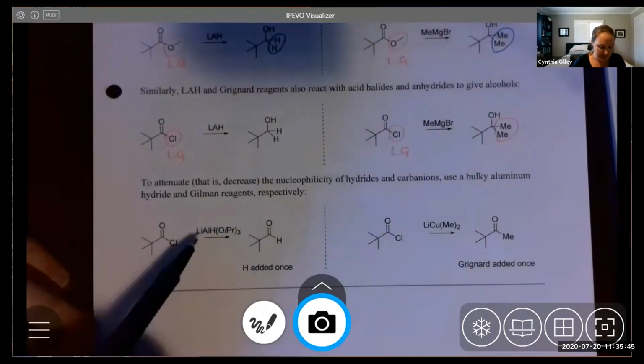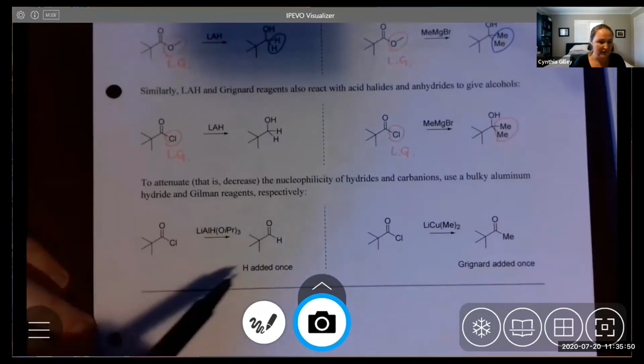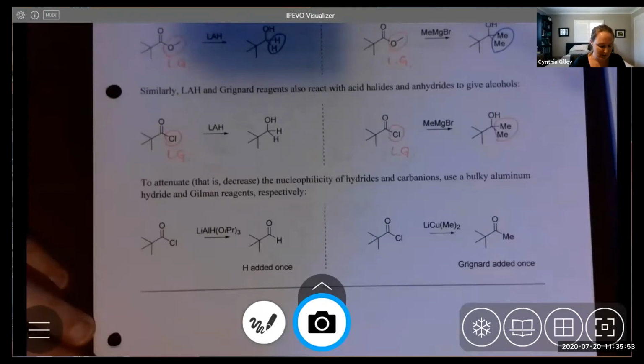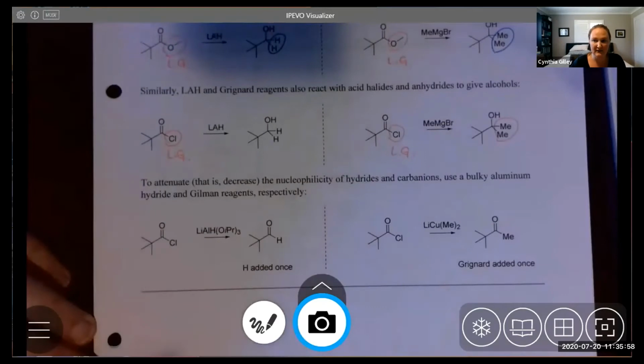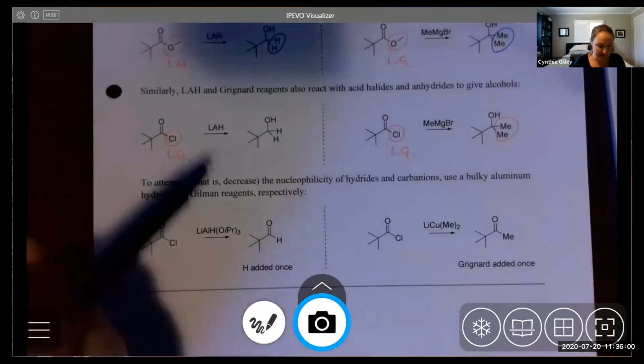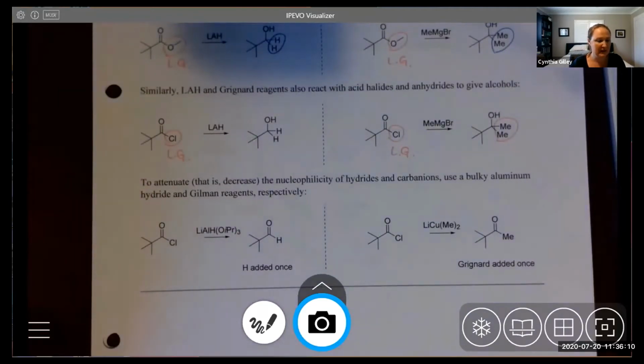If you mitigate or decrease the reactivity of the hydride reducing agent, then you can have it react only with the more electrophilic acid chloride and not the aldehyde. So it won't react with aldehydes like LAH will. The reactivity has to do with the bulky isopropoxy groups on the aluminum. And by the way, they're also electron donating, so they make it react with this one only.